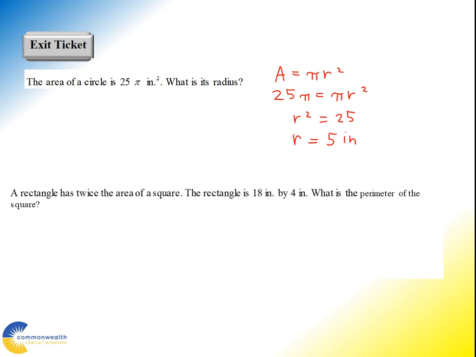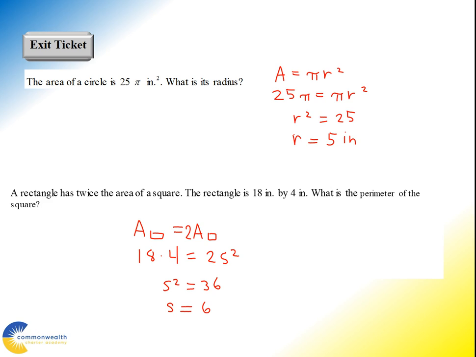The second question you were given on the exit ticket was that a rectangle has twice the area of a square. The rectangle is 18 inches by 4 inches. What is the perimeter of the square? So they tell us that the area of the rectangle, that's supposed to be a rectangle being drawn there on the left-hand side, equals 2 times the area of the square. And again, that symbol is supposed to look more like a square.